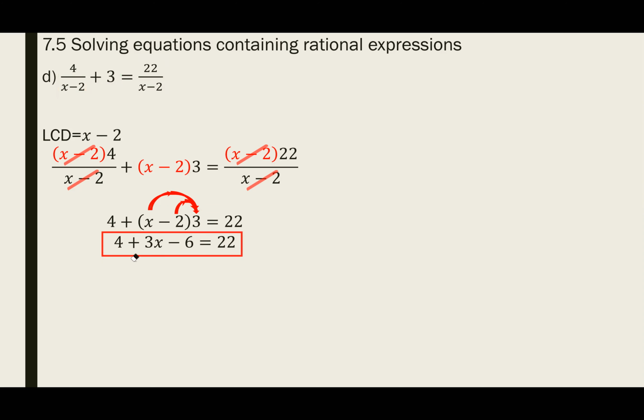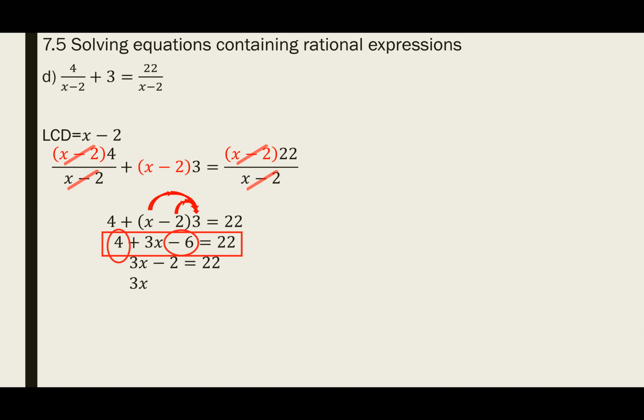And again, hopefully from here it is smooth sailing. How smooth? Well, we have 4 take away 6, a smaller number take away a bigger number. Everybody see that the smaller take away bigger number, we still have 3x minus 2 equal to 22. And if I have 3x minus 2, how do I get rid of that 2?